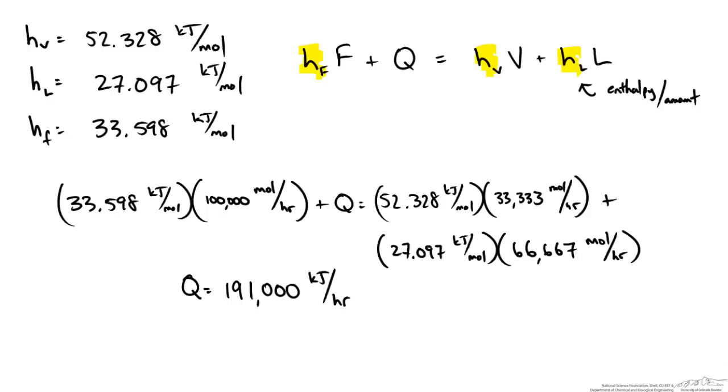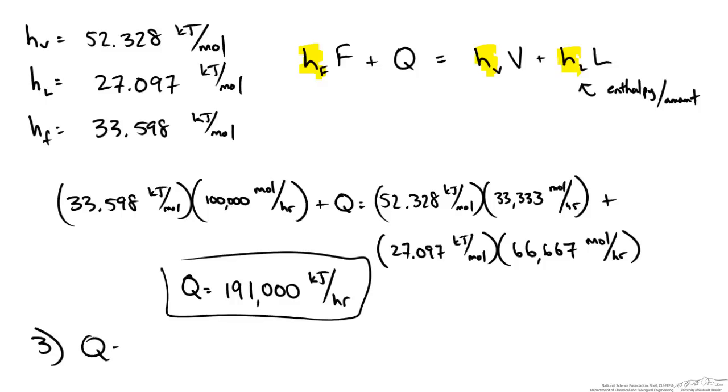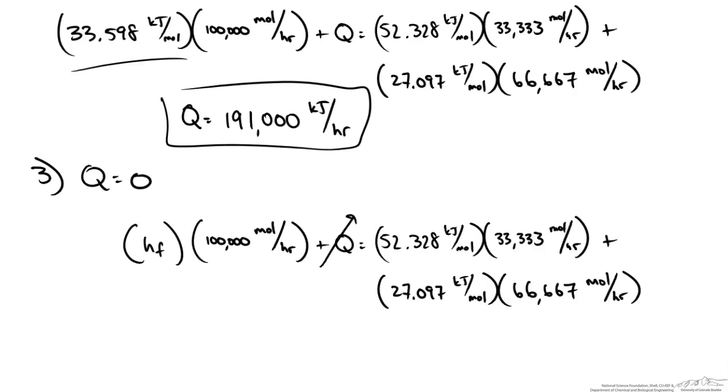If this process were adiabatic, the last part of our problem, then Q is equal to 0. The only difference here now is that by setting Q equal to 0, we don't know the enthalpy of our feed. And this drops out of the equation. So we could solve for HF, which gives us 35.507 kilojoules per mole. So that's our specific enthalpy for our feed.